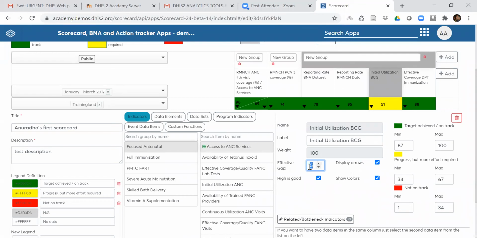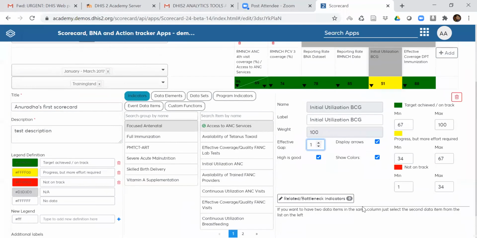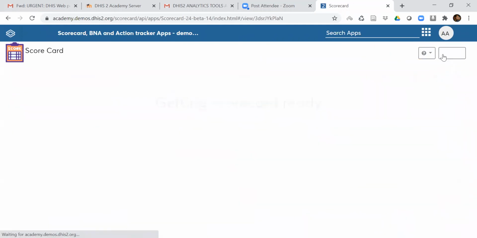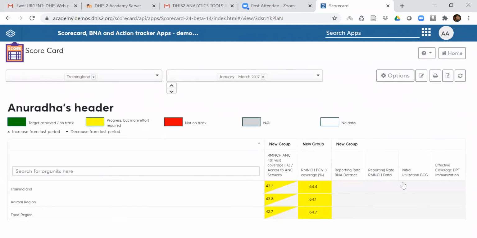So if you are defining this as 1, that means you are considering a 1% increase or decrease from the previous period as significant. So that is something you have to decide. You can increase or decrease. Also, you can range it from 1 to 100. So just keep it at 1%. And shall we save this? So this is the initial utilization BCG. I save this. Okay.